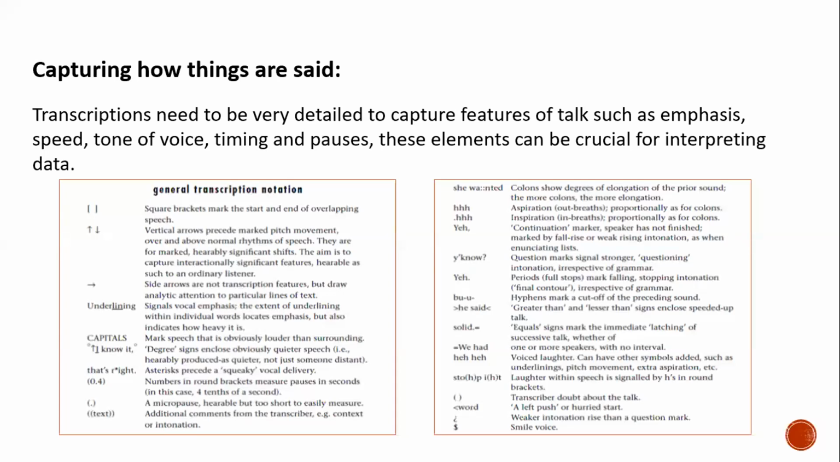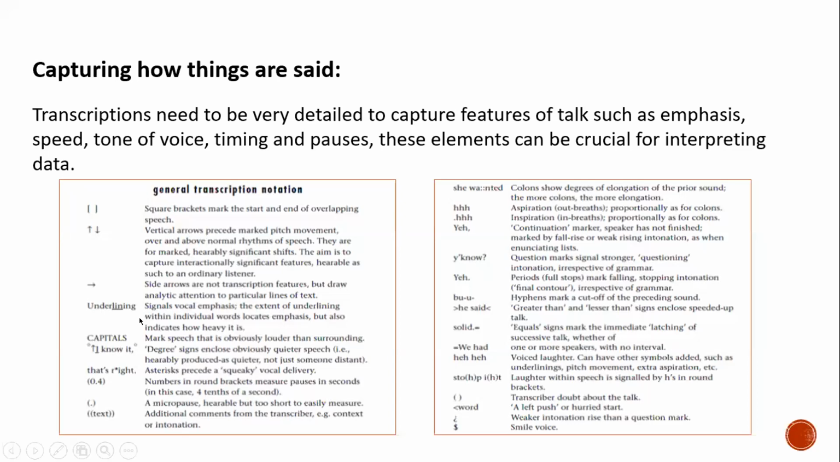to capture things like emphasis, the speed of talking, the tone of voice, the timing, the pausing. So when you do the transcript, we have some general transcription notations. For example, these square brackets. Sometimes two or more people speak at the same time, so we use these square brackets, which indicate that there is overlapping of speech.